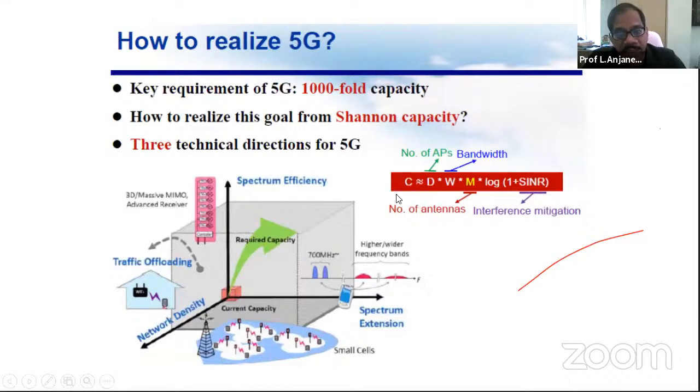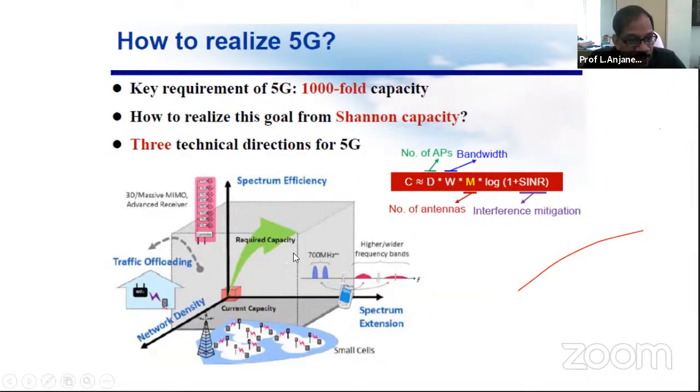Channel capacity C is given by the number of access points and the bandwidth, multiplied by the number of antennas M, and multiplied by log of 1 plus SINR. This is actually not signal to noise ratio, but signal to interference plus noise ratio, SINR, which involves interference mitigation. In the light of this, we have to check how much capacity. Now C is in gigabits or megabits per second.